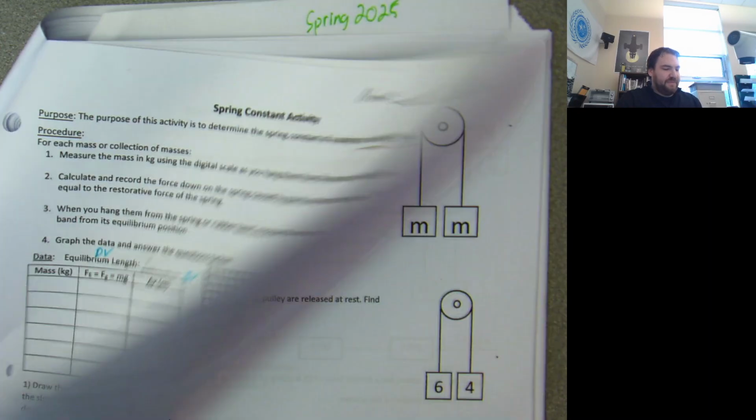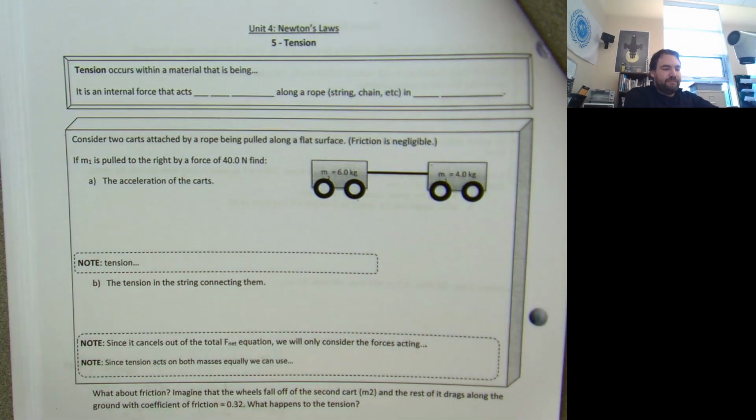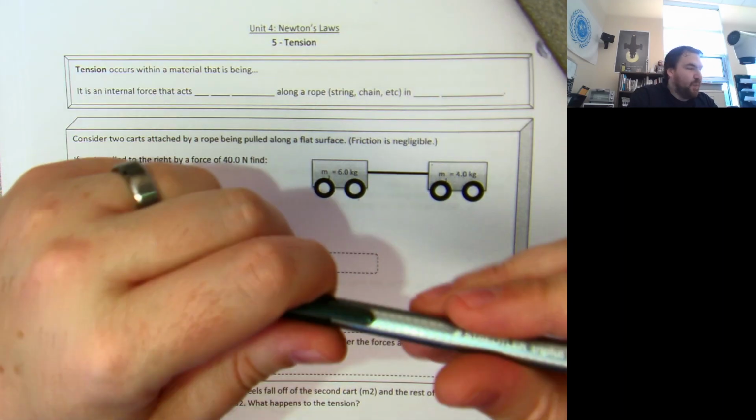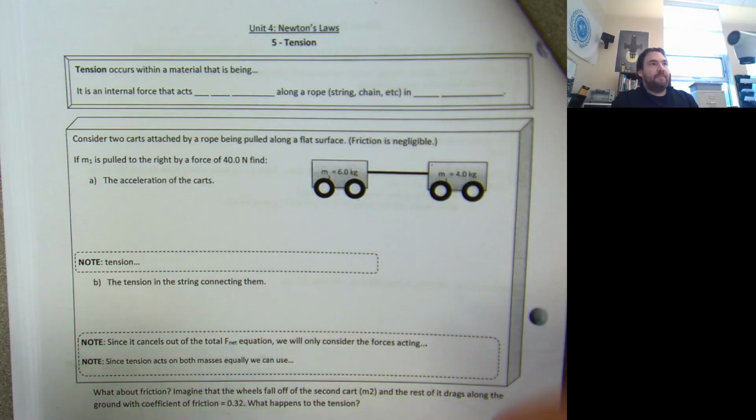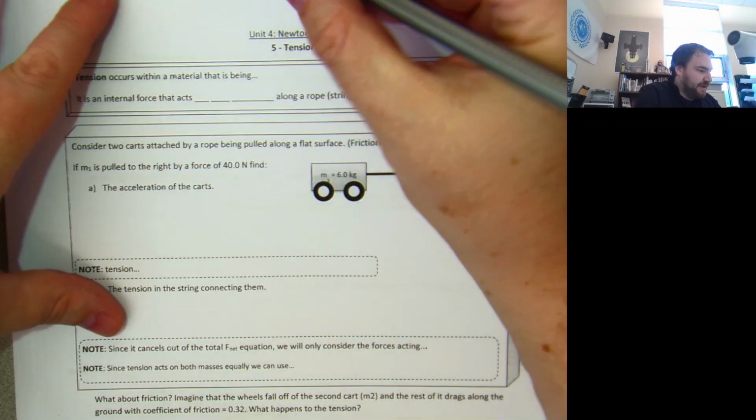Okay. So let's take a look at tension. Tension's an interesting one. We talked about it a little bit already, back when we listed all of the forces that you could think of at the beginning of the unit. Tension occurs within a material that is being what? What is your understanding of tension? Ropes and things. Okay, so tension occurs within a material that's being pulled on.